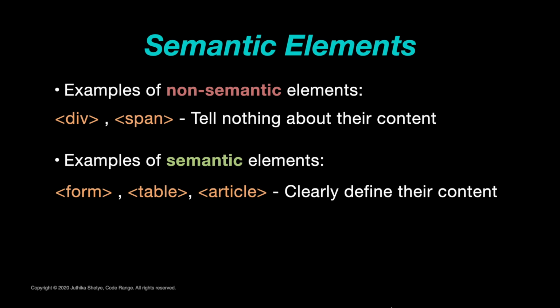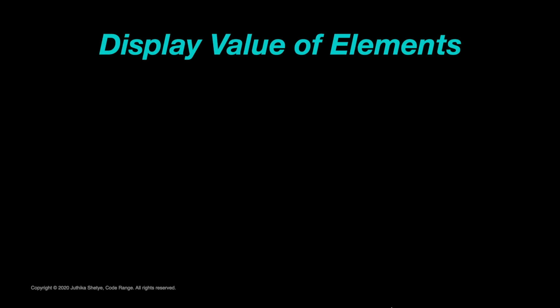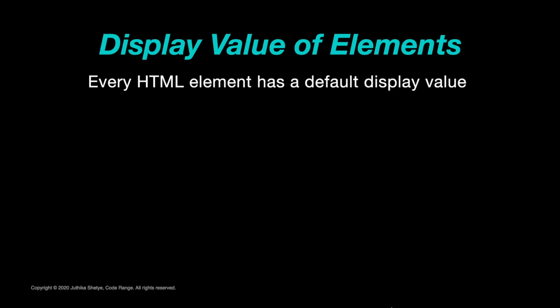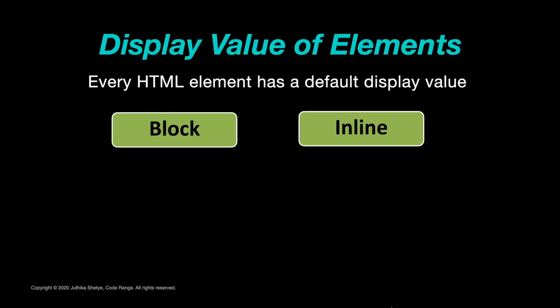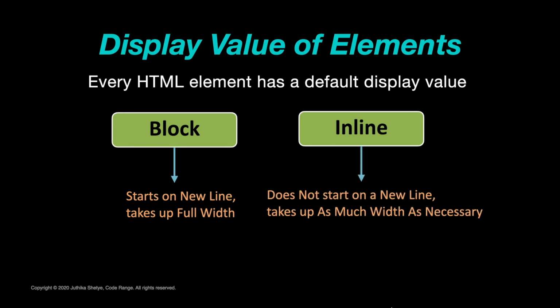Now the other thing that I want to talk about before we start learning about all the elements that go in the body tag is the display value of elements. Every HTML element has a default display value depending on what type of element it is. These two display values are block and inline. And it may not seem important now, but it's the kind of thing that's going to make it much easier for you when you are trying to build the layout of your page. A block level element always starts on a new line and takes up the full width available. An inline element does not start on a new line and it takes up only as much width as necessary.